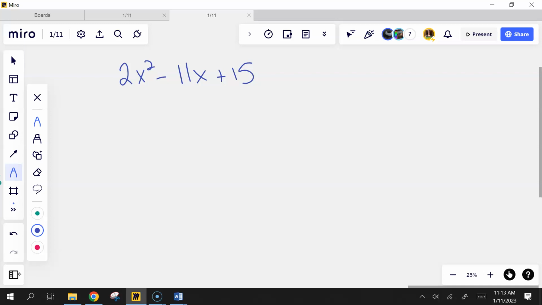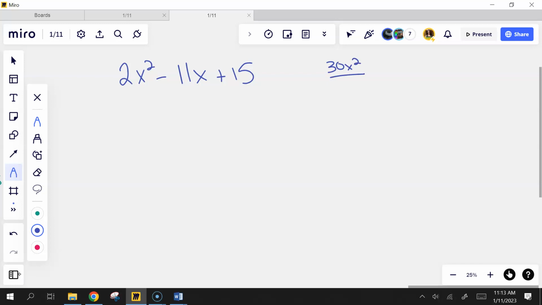All right, step 1. Does it have a GCF? No, 1. Okay, bigger than 1. Does it have a GCF other than 1? No. So now I'm good to go ahead and go on. What's my next step? Multiply the first and the last together, right? What's 2x squared times 15? 30x squared.